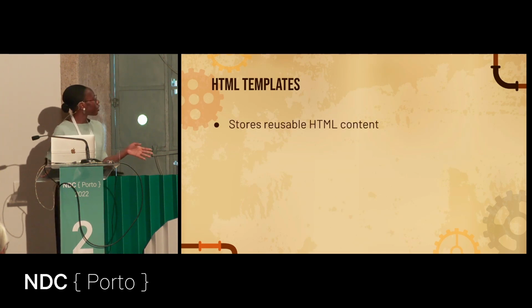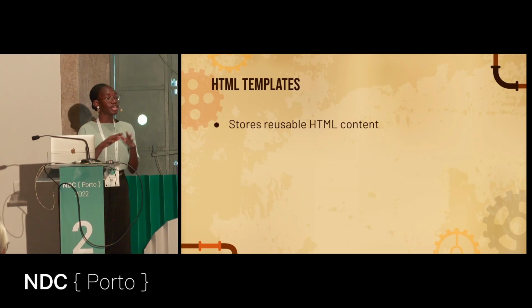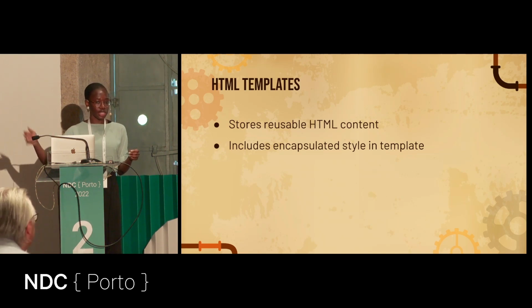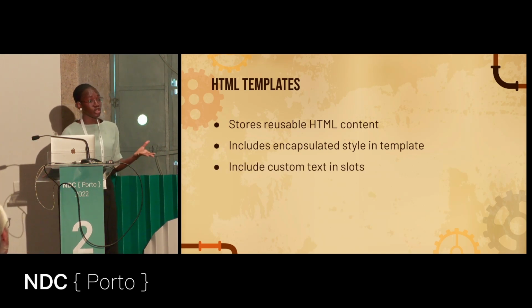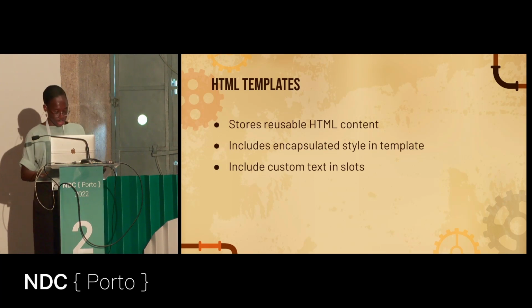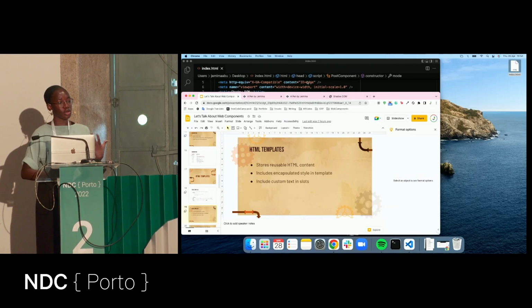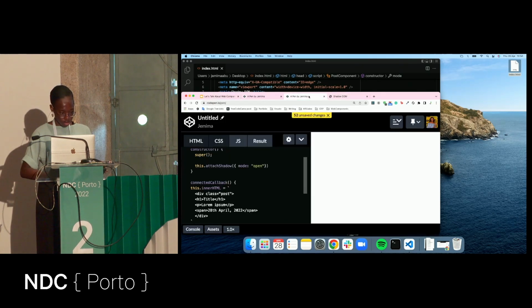Just to talk a bit more about HTML templates: they store reusable HTML content, and they include the encapsulated style in the template. That means I can put my styles directly in my HTML templates without having to have global styling. And finally, they use custom text in the slots. So let's see what a complete web component would look like using the concepts of custom elements, shadow DOM, and HTML templates.